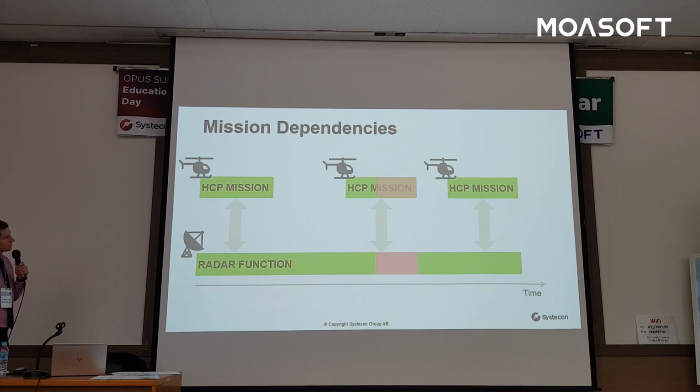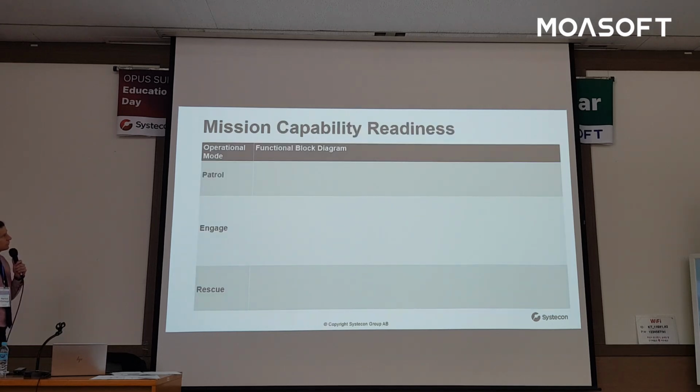Another example is pretty much as we had before. Anyway, here is something that is kind of interesting as well. If you want to go into details, I'll do it quickly. But talking about capability readiness: a capability, again, is what I'm ready to perform. So can I do surveillance? Can I do engagement missions and so on? Here, I have three: patrol, engage, and rescue. Those are operational modes in which I can operate the helicopter.